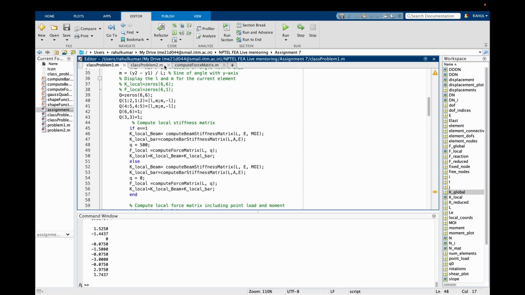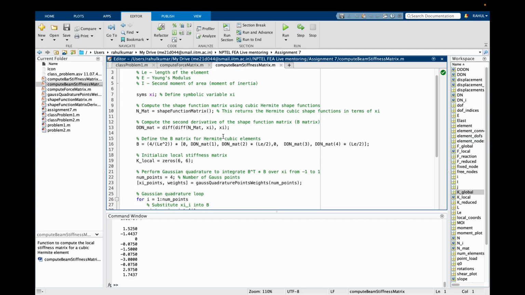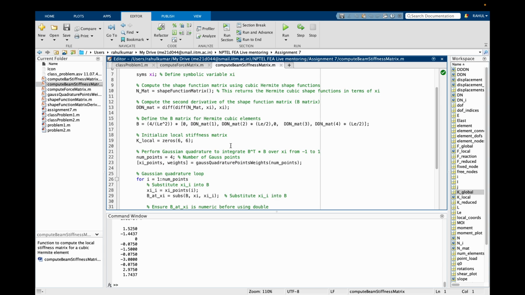Let's go to the compute beam stiffness matrix. Here you can see that I have used two functions: one is compute stiffness matrix and the second one is compute bar matrix. So let's see compute beam matrix. Here all these are the same, but there is a bit of difference in the beam matrix.